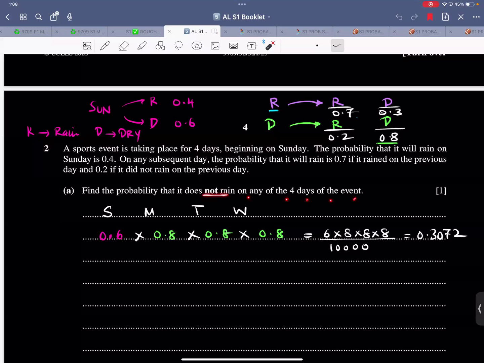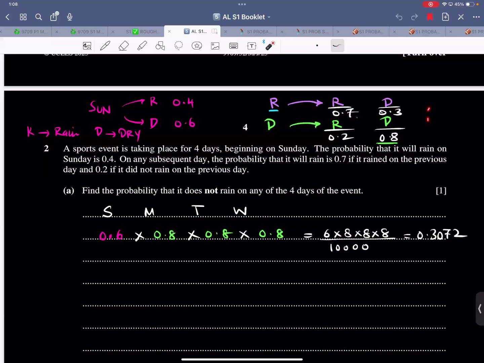Find the probability it does not rain on any one of the 4 days of the event. So first of all, Sunday, no rain. Sunday rain is 0.4, no rain is 0.6. Now, based upon 0.6, we want Monday to be dry. So if Sunday is dry and then dry, that is this 0.8, that's over here.